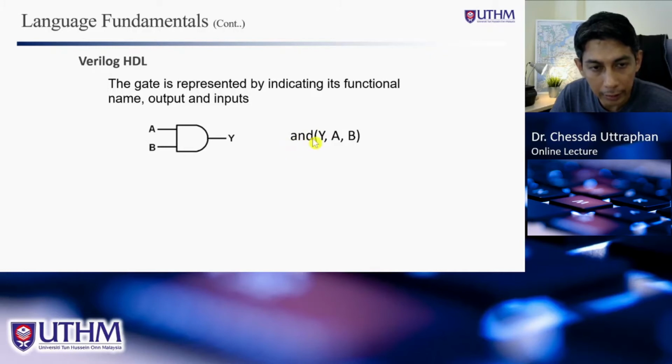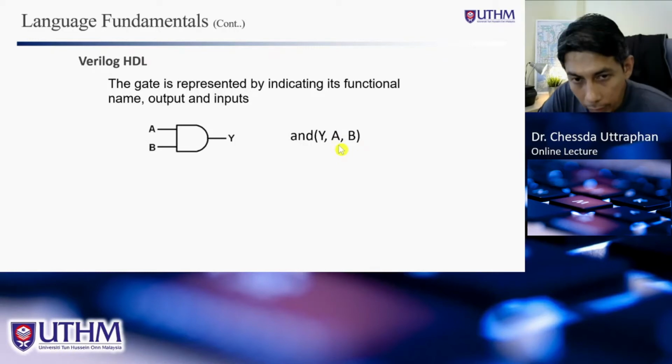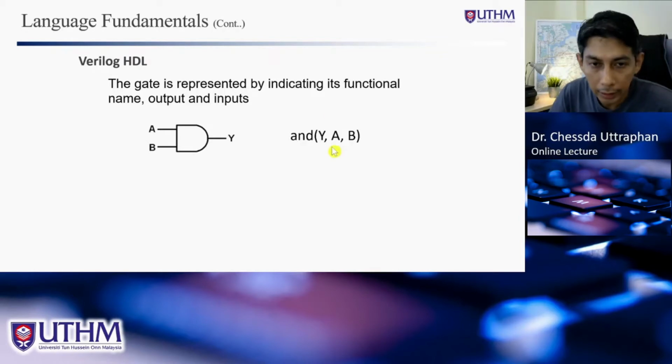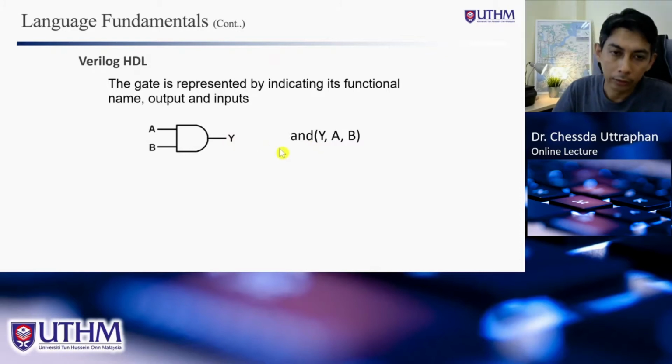AND here means that this is an AND gate, and in the bracket you need to have the output first, Y, followed by a comma, and the inputs A, B, or you can have B, A, no problem. The sequence doesn't matter for the inputs, but the first one must be the output. In this case it's Y. So this is the AND gate, and Verilog is case sensitive.